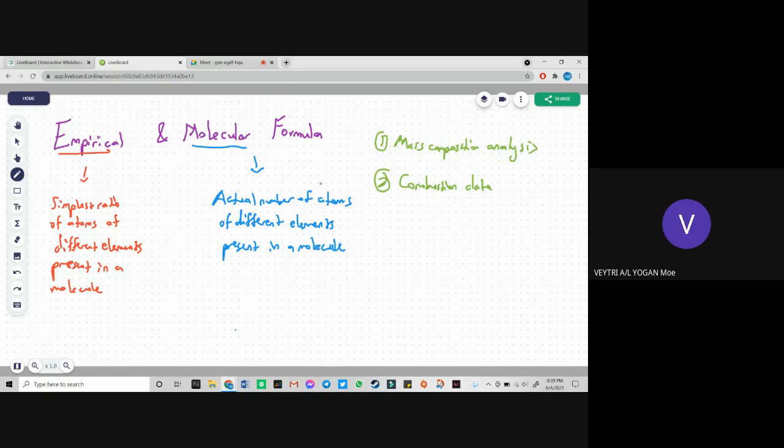Okay, now let's move on to the definitions. Definitions are important. Why is it so? Because they can contribute 1 to 2 marks at least. Okay, please bear that in mind. Now let's go on to the definition of empirical formula.